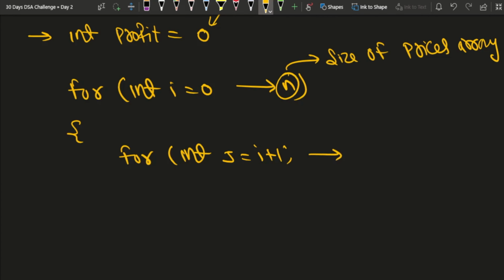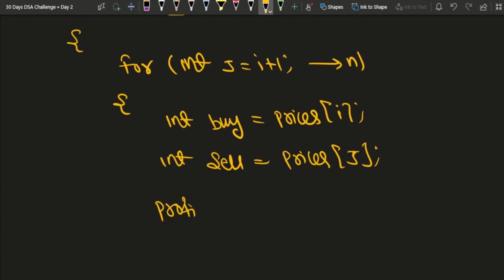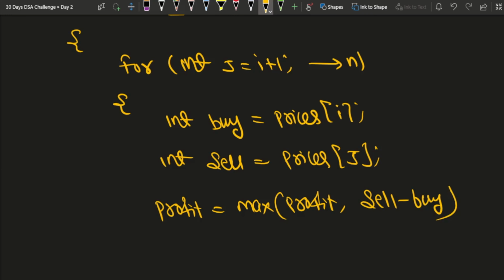And what we have to do? We want two things. First, the value of buy, and second, the value of sell. Now the value of buy will be the element present at the ith index, so the value of buy will be prices of i, and the value of sell will be prices of j, correct? Now we want the maximum profit, so we will write profit is equal to maximum of profit comma sell minus buy. This is what we have to do.